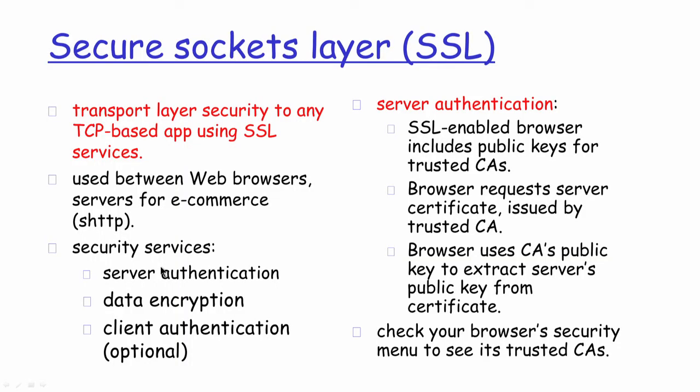So how is the server authentication done? An SSL-enabled browser includes the public keys of trusted certificate authorities. CA means certificate authority, the entities authorized to issue digital certificates to individual entities. The browser will initially request the server certificate, and it will allow it only if that certificate has been signed and issued by a trusted certificate authority.